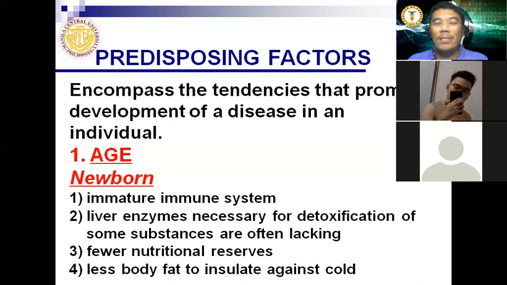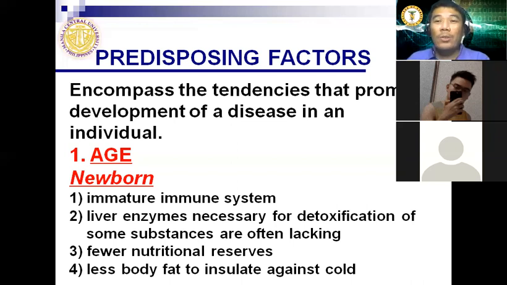Okay, next, why could the newborn be high risk of hypothermia? Answer, because of less body fat to insulate against cold. If you will notice, why are newborns being placed under the light?